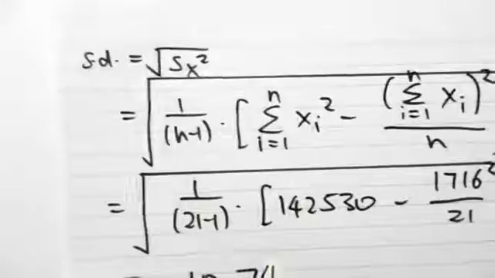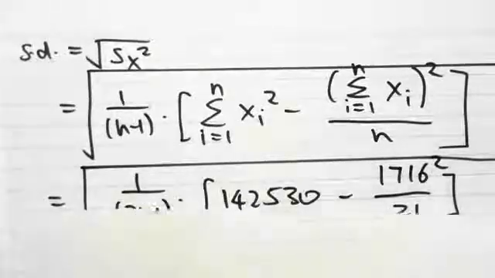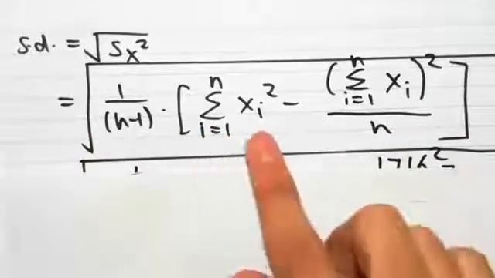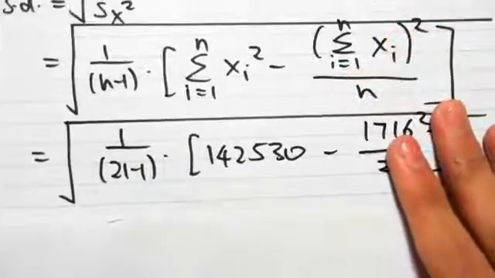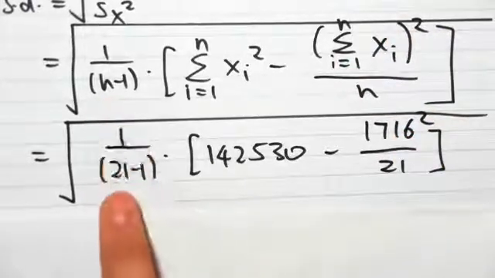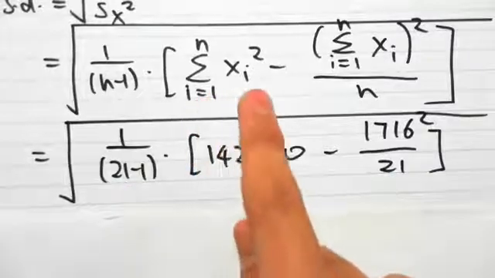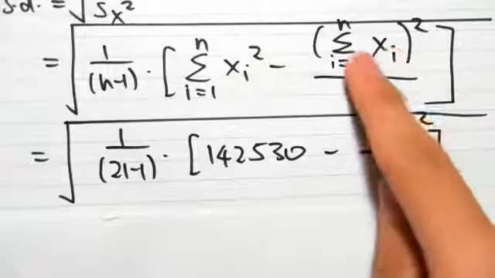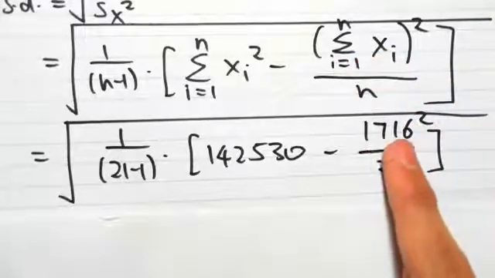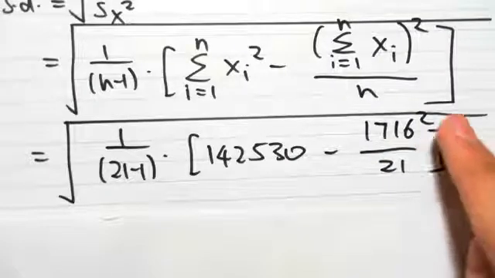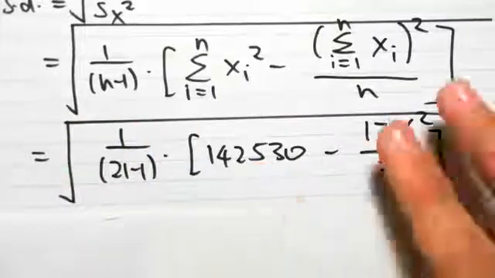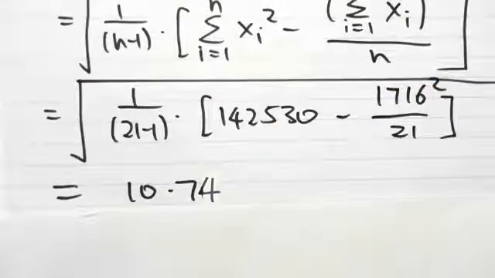So afterwards, we plug it into the formula for finding the SD, the standard deviation. So the standard deviation was defined as this formula here. So now we sub in our numbers, right? Remember the n is our sample size, which is 21. The sum of square numbers was 142530. The square of the sum, okay, so the sum is 1716, so 1716 is here, and we do a square. And again, n is our sample size, which we have here as 21. So we do a square root of the entire thing, and that will give us 10.74.